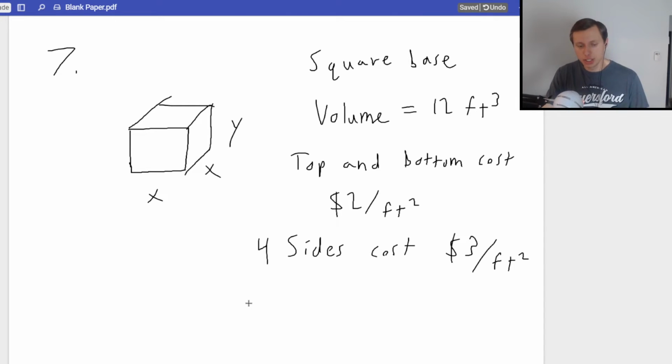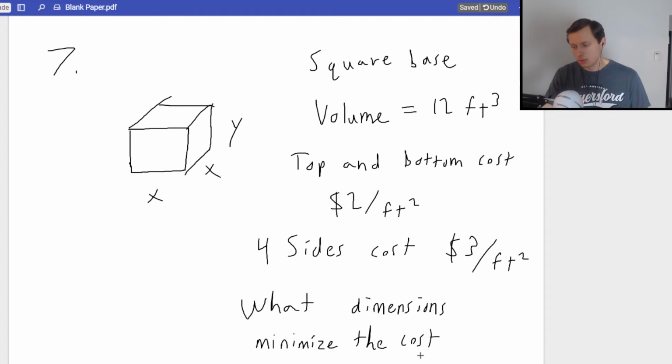And finally, my question: what dimensions minimize the cost? Okay, I'll give you another 10 seconds to write that down, but start thinking. Start thinking, what's my objective? What's my constraint?